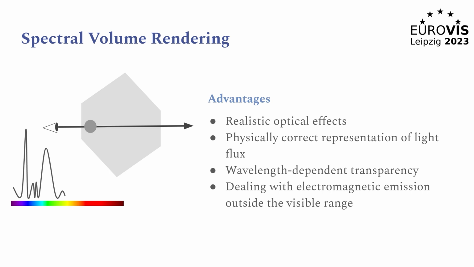Spectral volume rendering aims to address the shortcomings of the RGB color model, and it has many advantages for our purposes, such as offering more realistic optical effects. In addition, it's a physically correct representation of the light flux. Also, transparency now depends on the wavelength instead of depending on the alpha channel. Finally, it can deal with electromagnetic emission outside of the visible range, like the infrared or the ultraviolet.